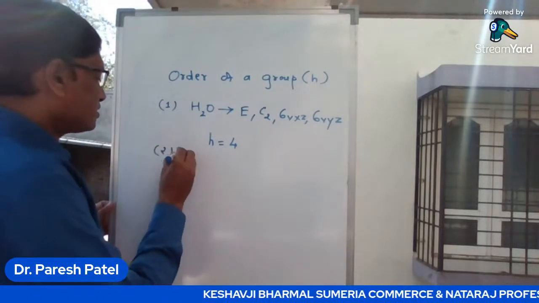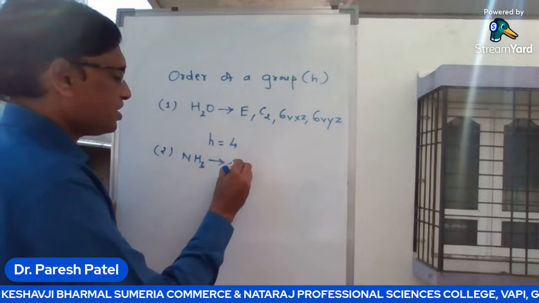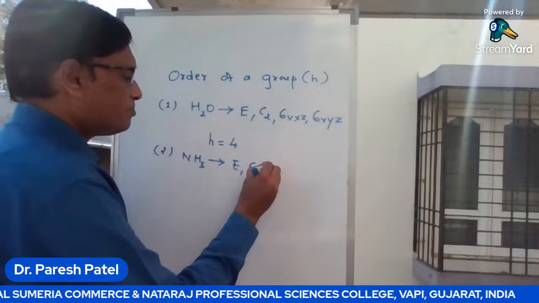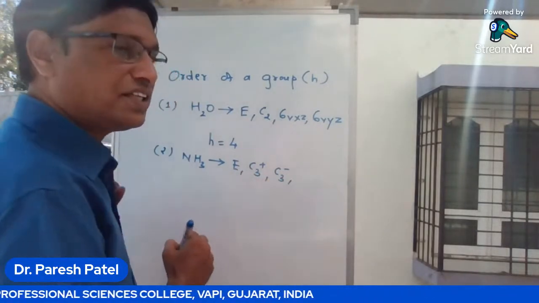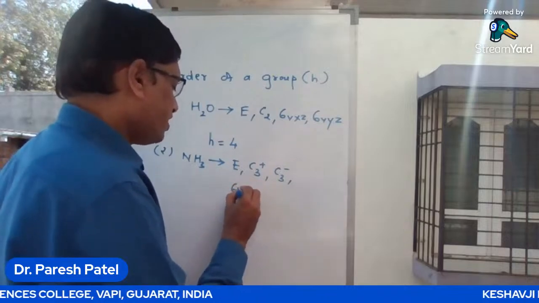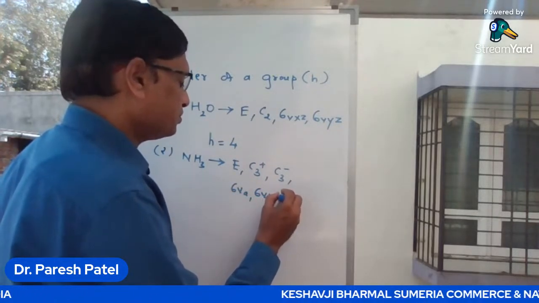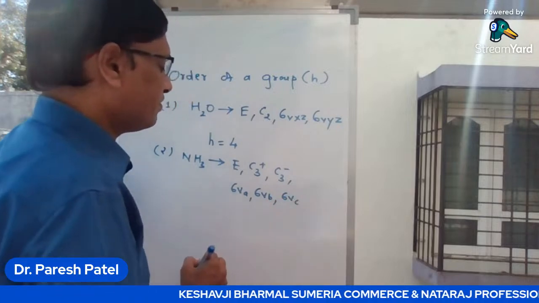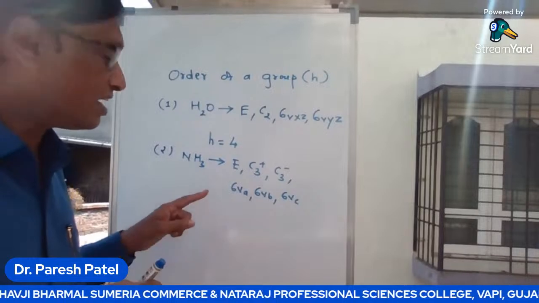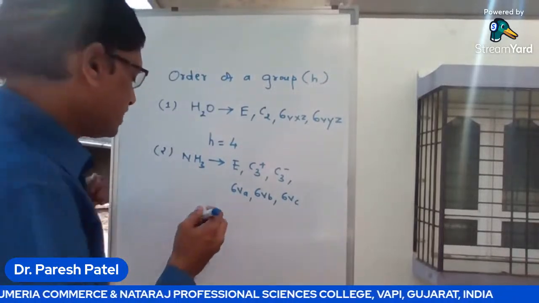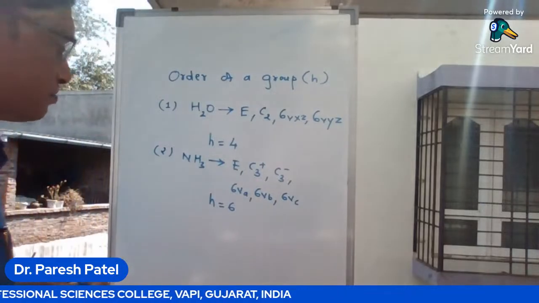Second molecule is the ammonia molecule. The ammonia molecule consists of E, C3 plus or C31, C3 minus or C32, sigma Va or sigma V1, sigma Vb or sigma V2, and sigma Vc or sigma V3. So the number of these symmetry elements present in the ammonia molecule is equal to 6. So the order of a group for the ammonia molecule is equal to 6.